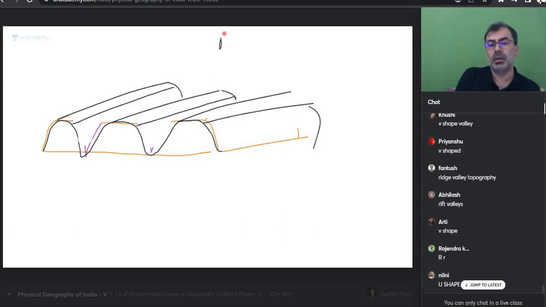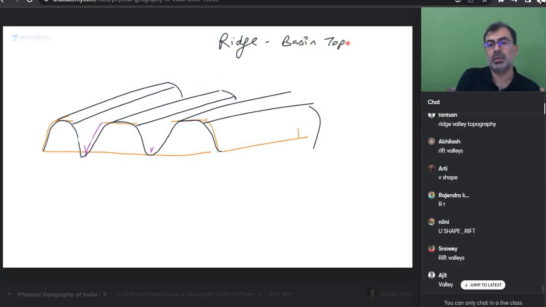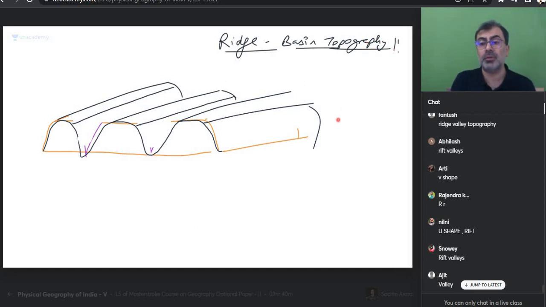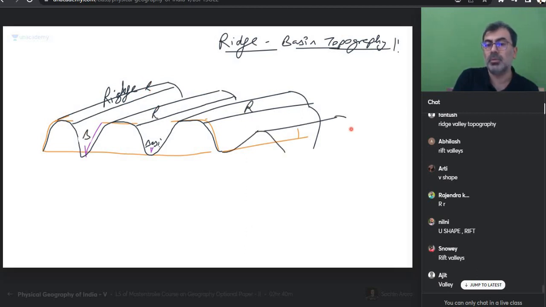This is called ridge basin topography. Sir, I did not understand ridge basin topography. Sir, please repeat. Elevated thing is called ridge. The depressed thing is called basin. Together they make ridge, basin, ridge, basin, ridge, basin topography. Sir, thank you, sir. You explained, sir. Otherwise, I was about to commit suicide, sir. Very difficult, sir. Did you understand ridge basin topography?